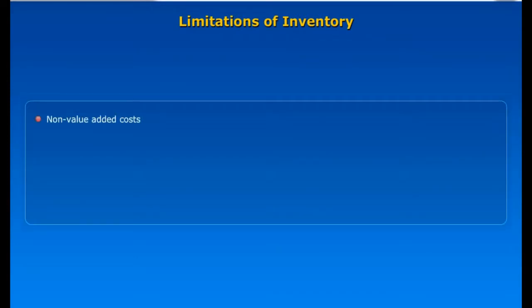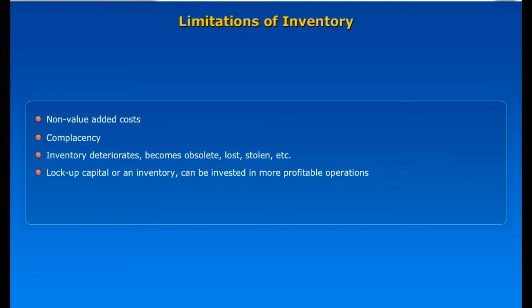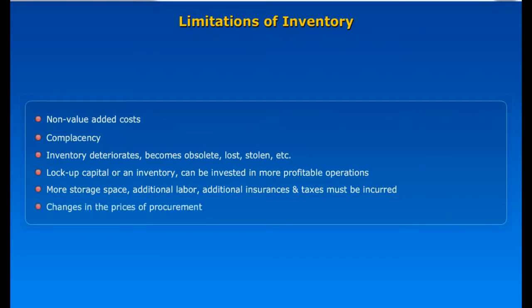Limitations of inventory. Non-value added costs. Complacency. Inventory deteriorates, becomes obsolete, lost, stolen, etc. Locks up capital, which could be invested in more profitable operations. More storage space, additional labor, additional insurance and taxes must be incurred. Changes in the prices of procurement.